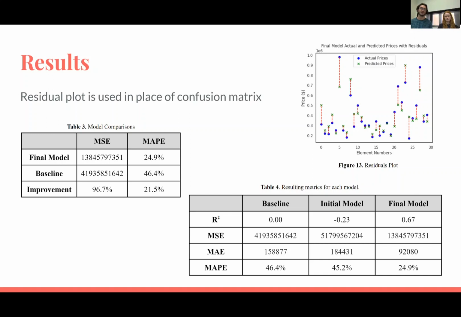And then looking at table 3 off to the left, you can see there's significant improvement in our final model with a 96.7% difference in the mean squared errors and a 21.5% difference in the mean absolute percent error. And then a total compilation of all of the metrics used in all of our models is displayed in table 4.